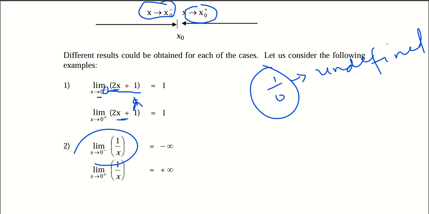And how do we do this? Well, it's usually from observation, right? So let's take numbers very close to 0. From the negative direction, we can try negative 0.1, negative 0.01, then negative 0.001.